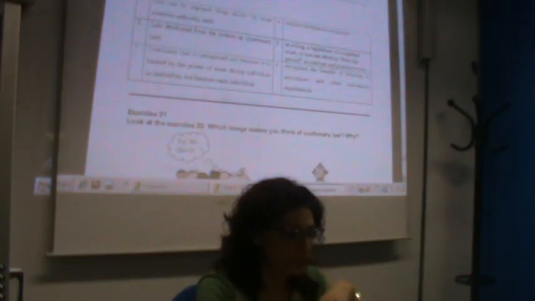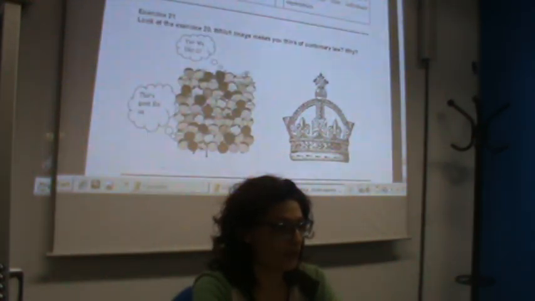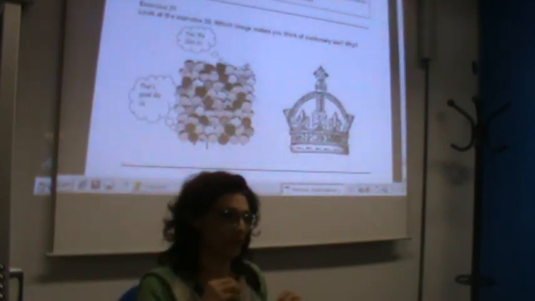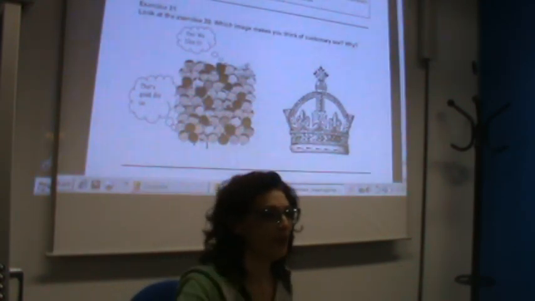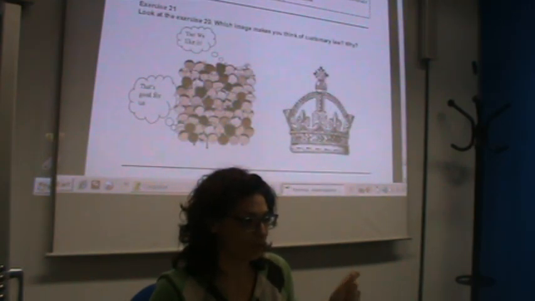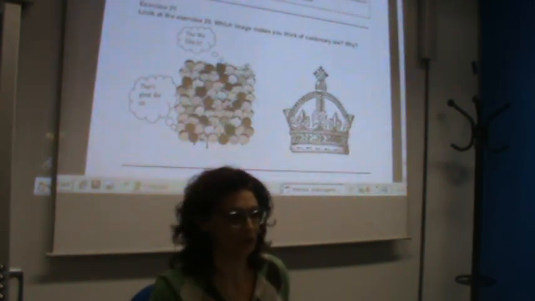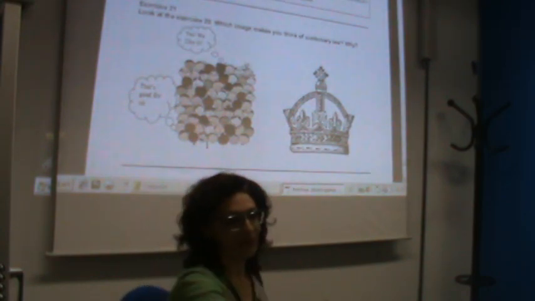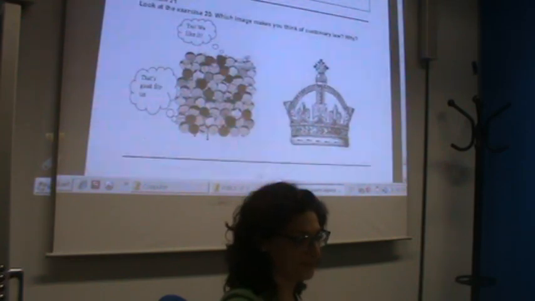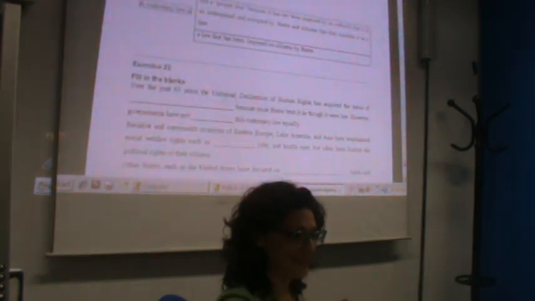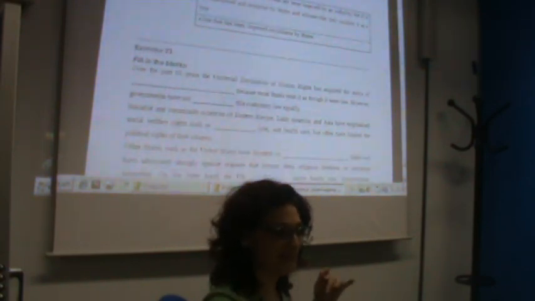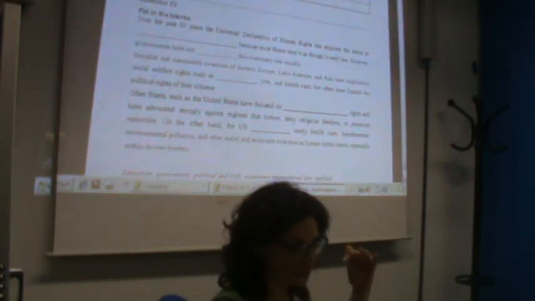So I use the image here. And I'm introducing this idea with other exercises, and then I'm asking them, what do you think is the best picture for customary law? So, of course, here I have a crown and a group of people that should choose, I hope, the group of people. And then I have a fill in the blanks. And as I said, always on this idea of customary law.